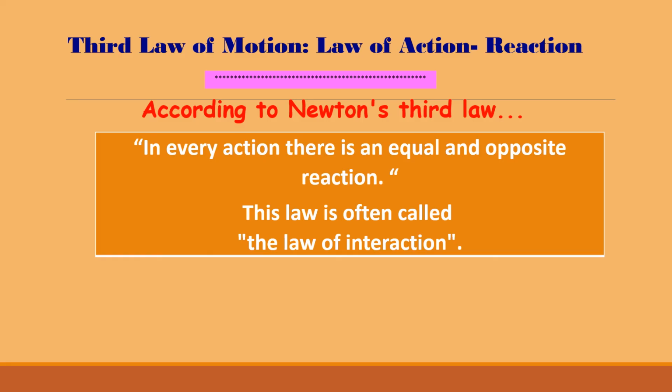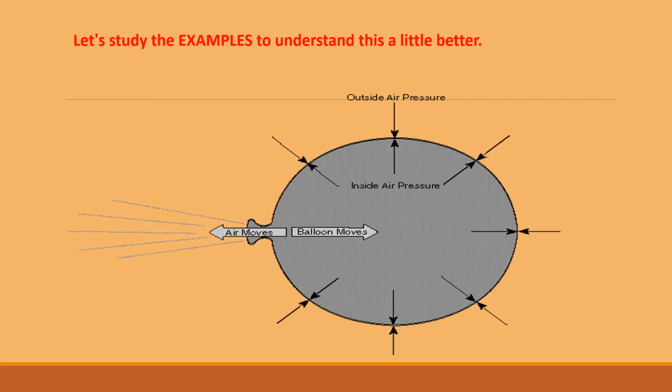The third law of motion is also called the law of action-reaction. The third law of motion states that in every action, there is an equal and opposite reaction. This law is often called the law of interaction. So these are the examples of the third law of motion. Let us see, releasing the air in a balloon. The action there is the air moves, and then the reaction is the balloon moves backward.